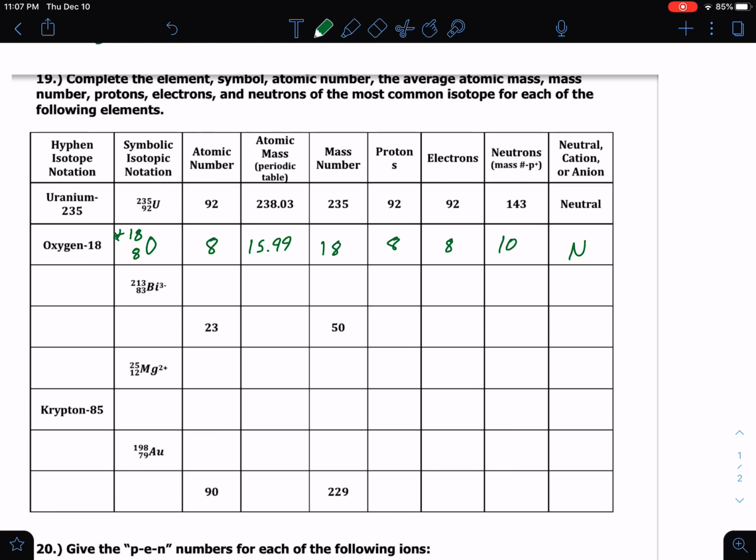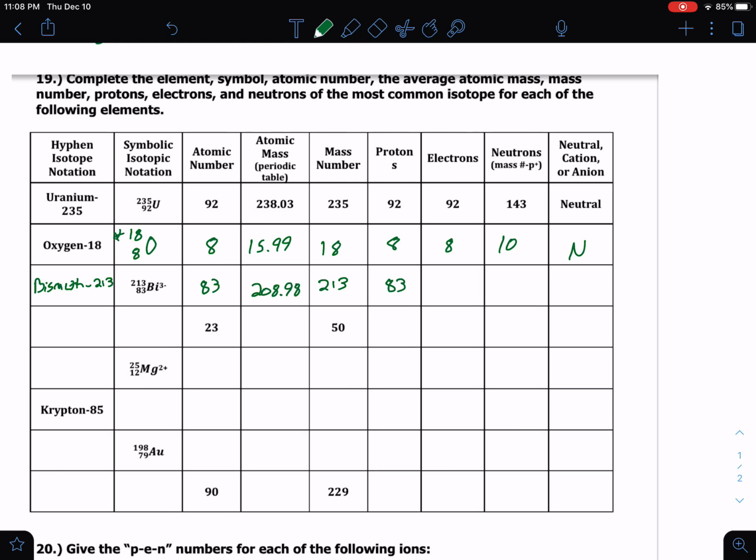Next one, we have 213 83 Bi 3−. Bi is going to be bismuth. When we do hyphen notation, it's bismuth dash the mass number, which is 213. The atomic number is 83 because that's the number on bottom. The mass on the periodic table is going to be 208.98. Your mass number, they already told us that. That's the number on top, so that was 213. Protons is just your atomic number, so that's 83.